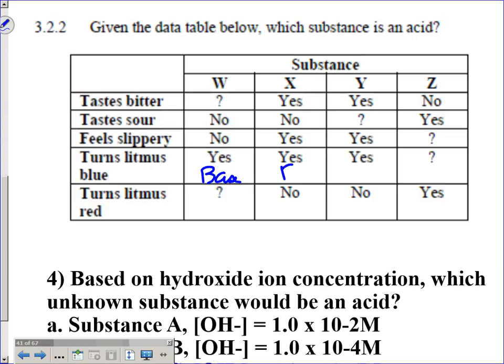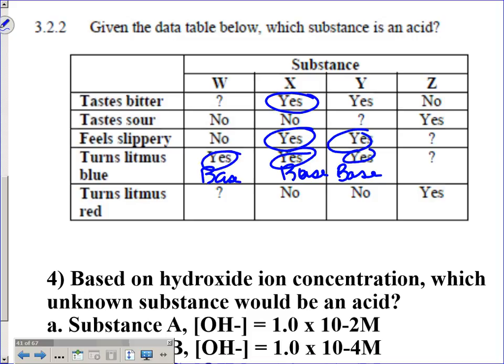Okay. There's a couple more on here too. So these are both indicative of a base. And this is indicative of a base. Bases are bitter, like soap in your mouth. Not so great. That's a base. Feels slippery. Soap feels slippery. That's a base. Okay, so all of those are characteristics of bases for sure.